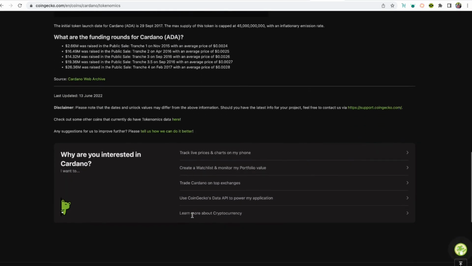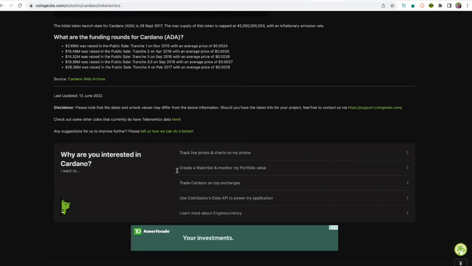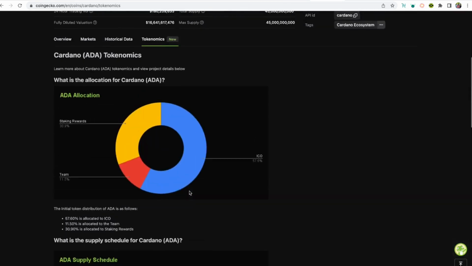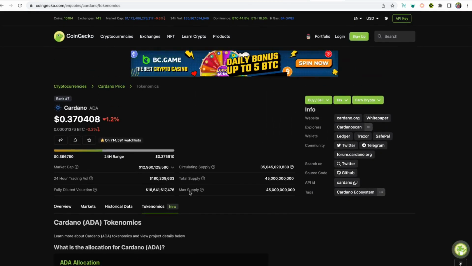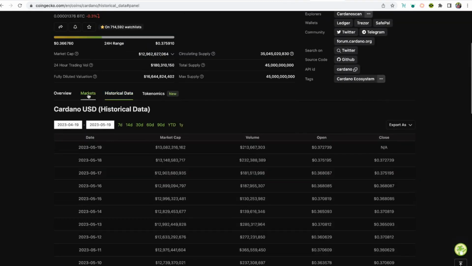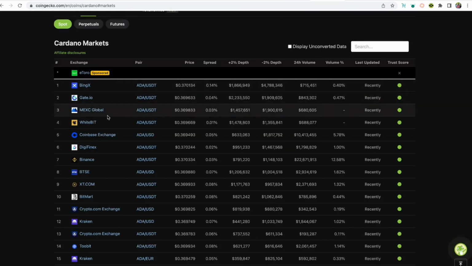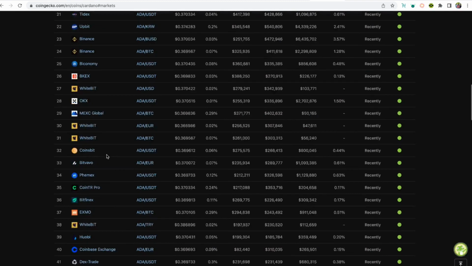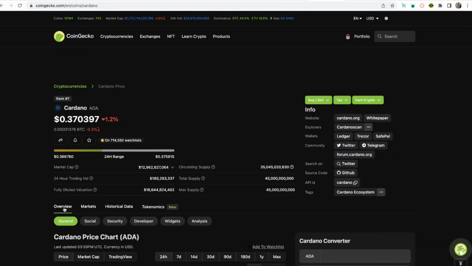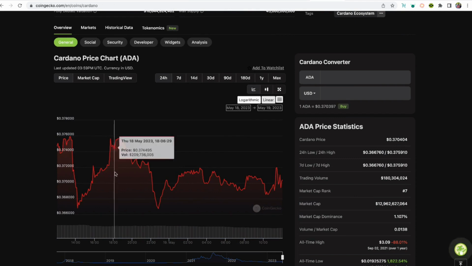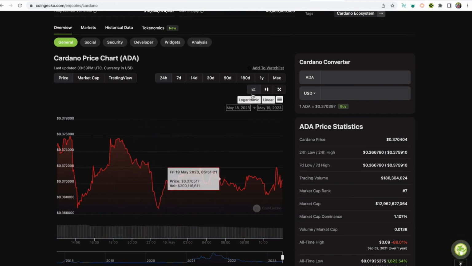And then it goes into why you can be interested, and news and resources, and it's really a fantastic website. CoinGecko does a fantastic job. It goes into historical data. You can look at markets, where it's being exchanged the most. You can look at the exchanges, all of them that are listing Cardano. All right, it gives you an overview. That's where we were in the beginning. It gives you a list, an actual chart, and you can change that chart.